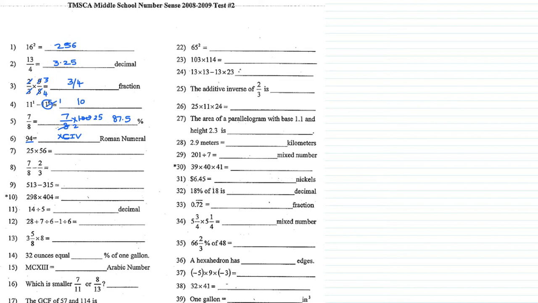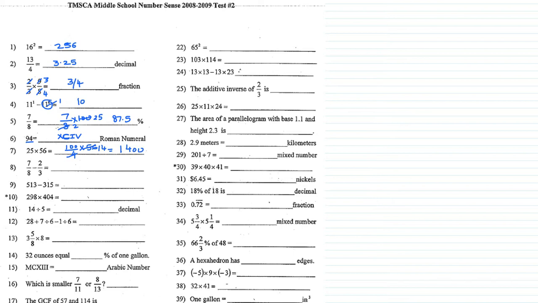Question 7. What is 25 times 56? One easy way to do this is to write 25 as 100 over 4 and then multiply it with 56. So 56 divided by 4 is 14. So 14 times 100 is 1400.